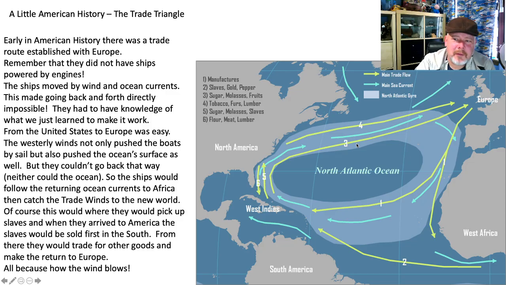And even today, with motorized boats, you want to get the best gas mileage, I suppose, that you could possibly do. So even motorized boats will still use this pattern as well.